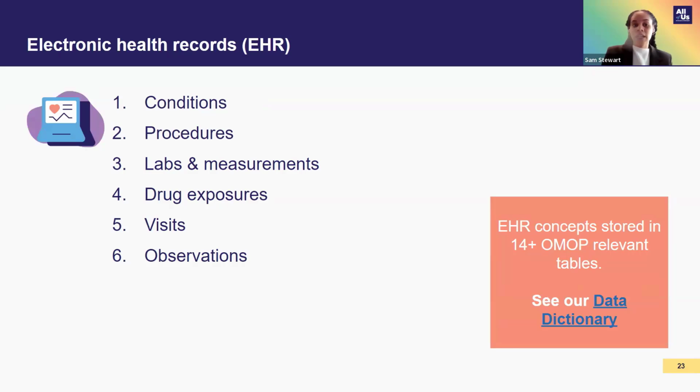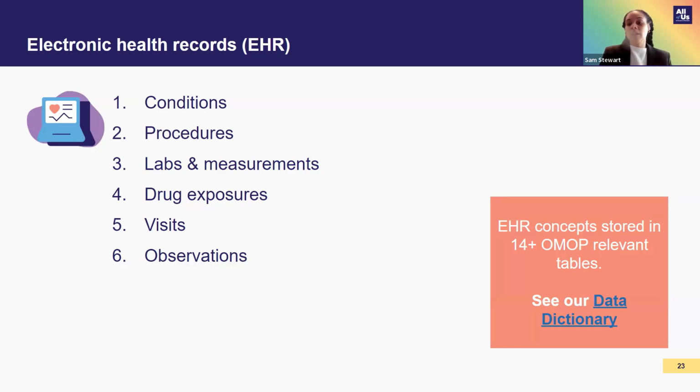Electronic health record data is another data type that we offer here in the All of Us Research program. So at time of enrollment, participants have the option to opt in to allowing access to their EHR data. Currently, we only have EHR participant data associated with HPO sites, or health provider organizations, that are part of the All of Us Research program. So concepts for EHR data are standardized and stored in about 14 plus relevant OMOP tables.